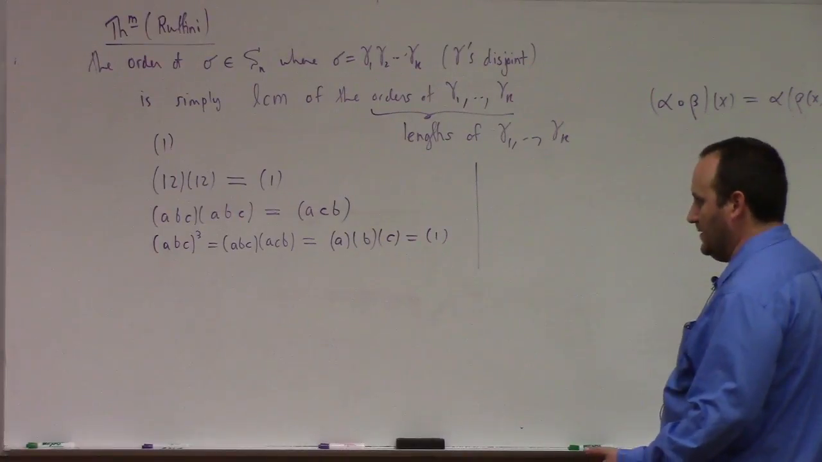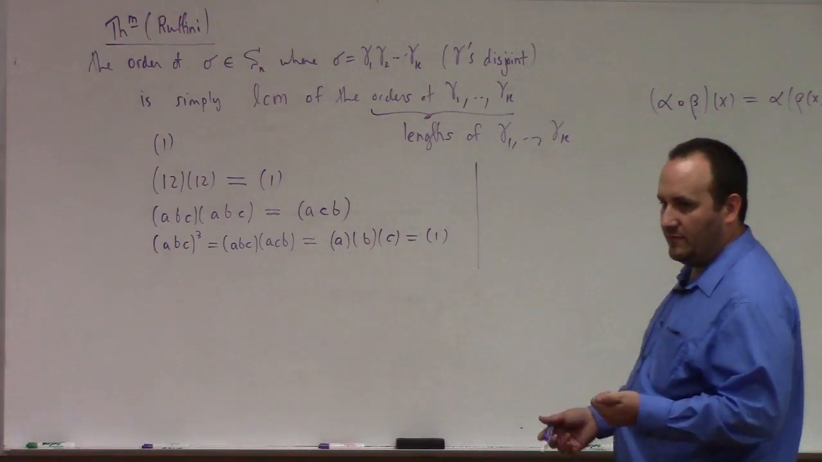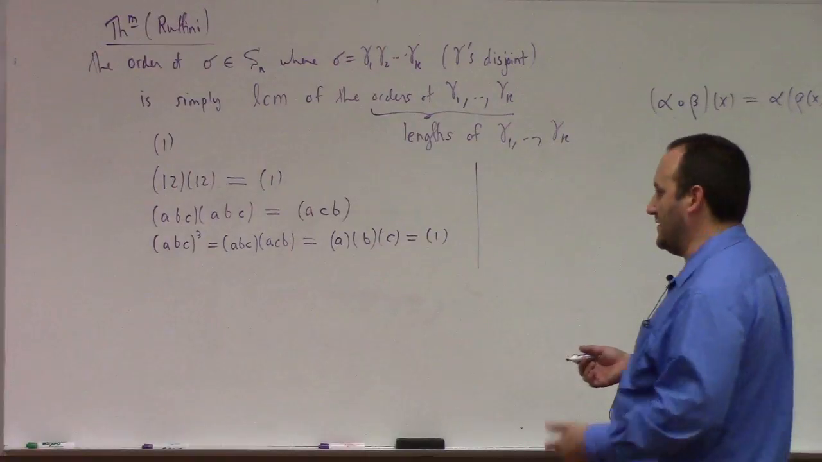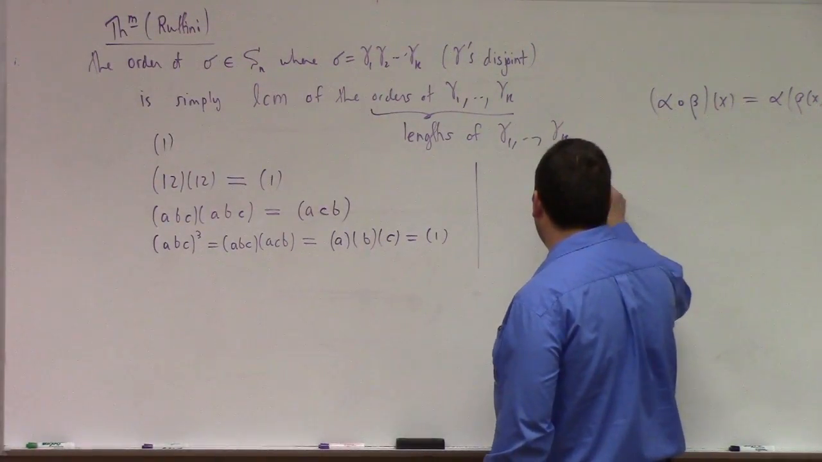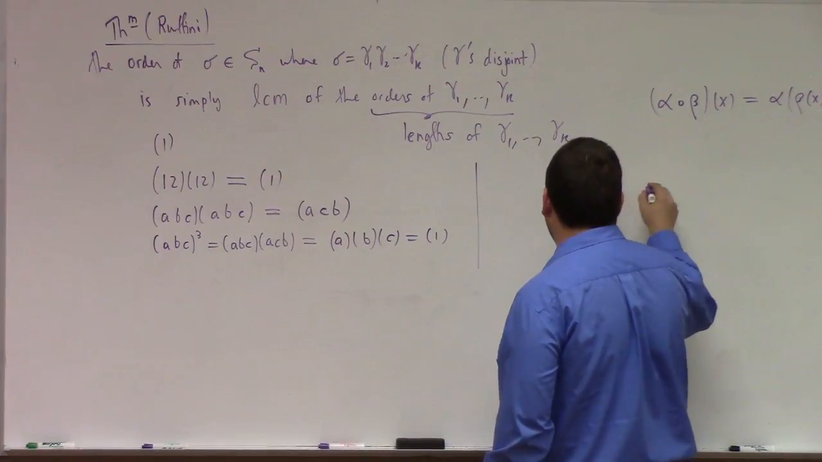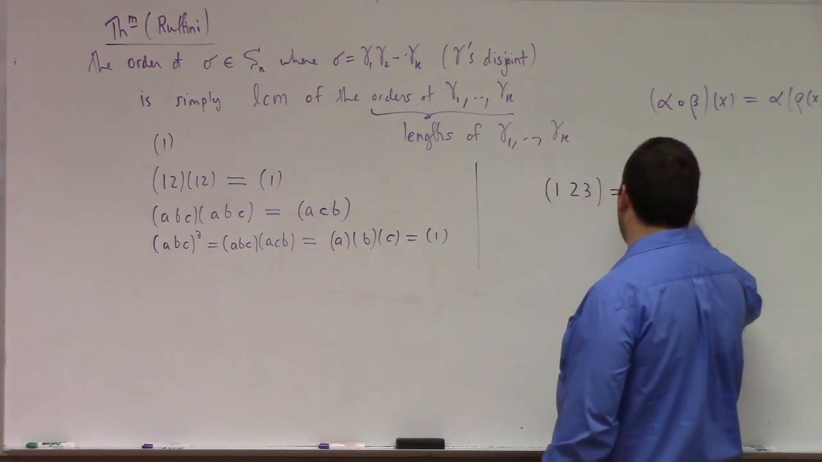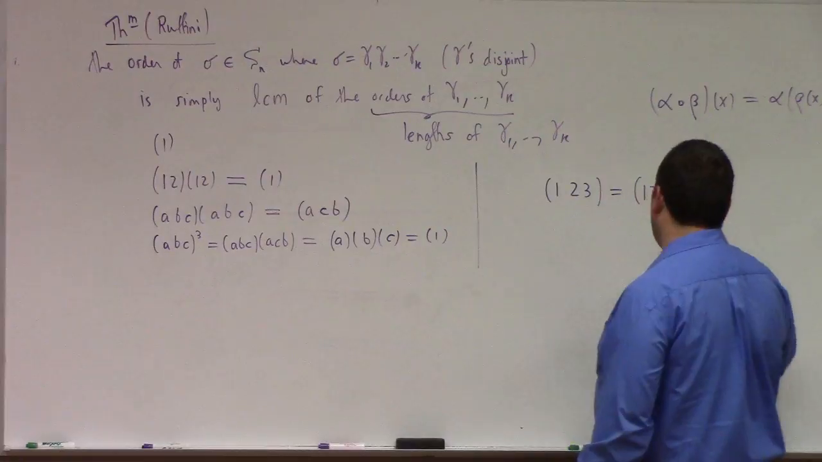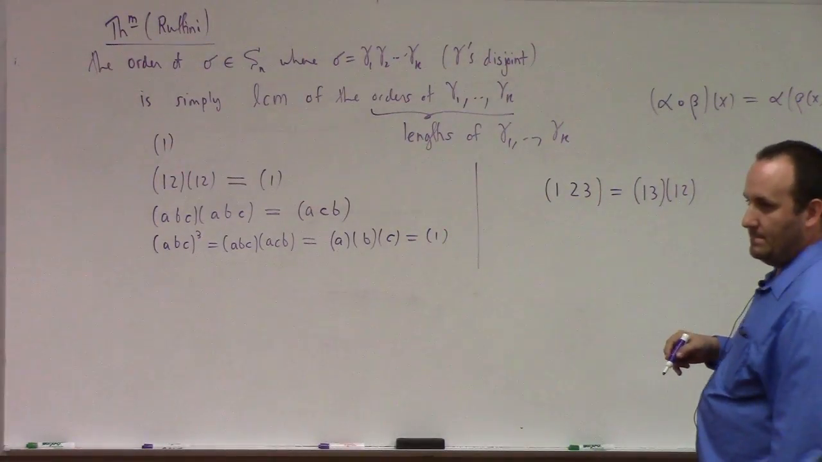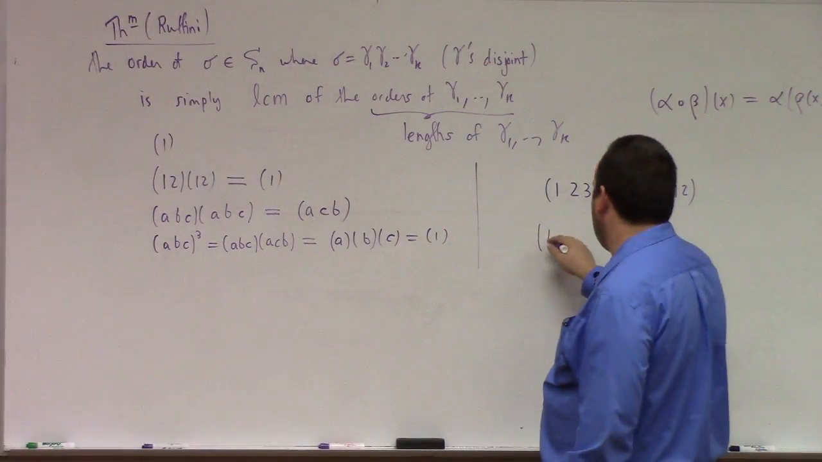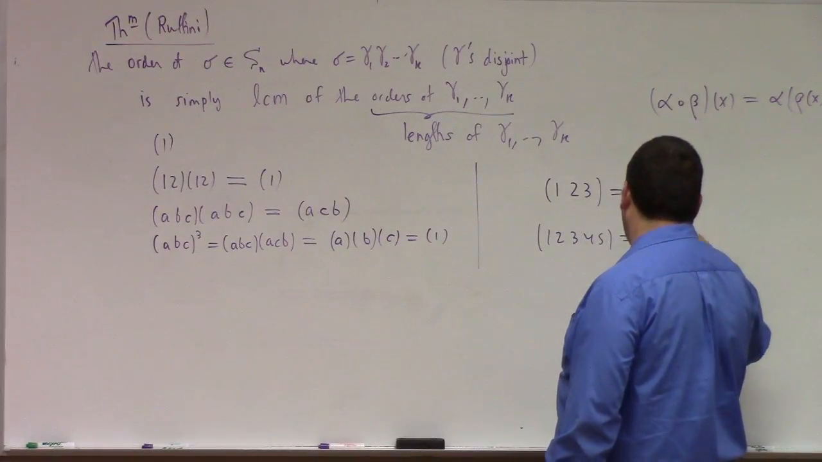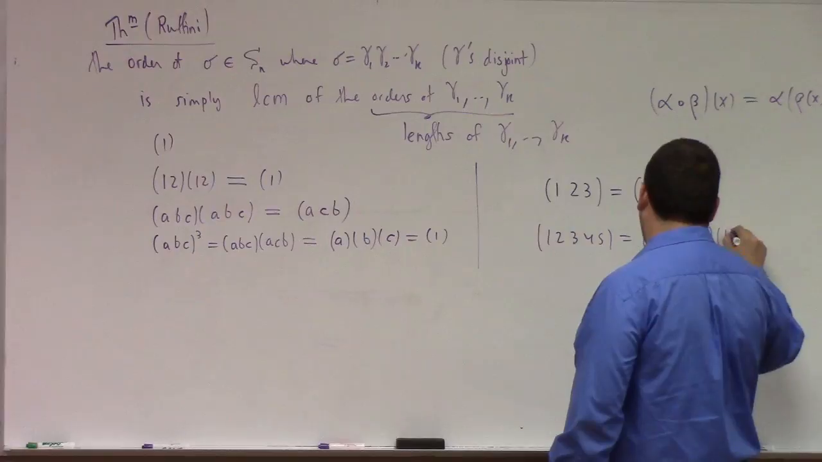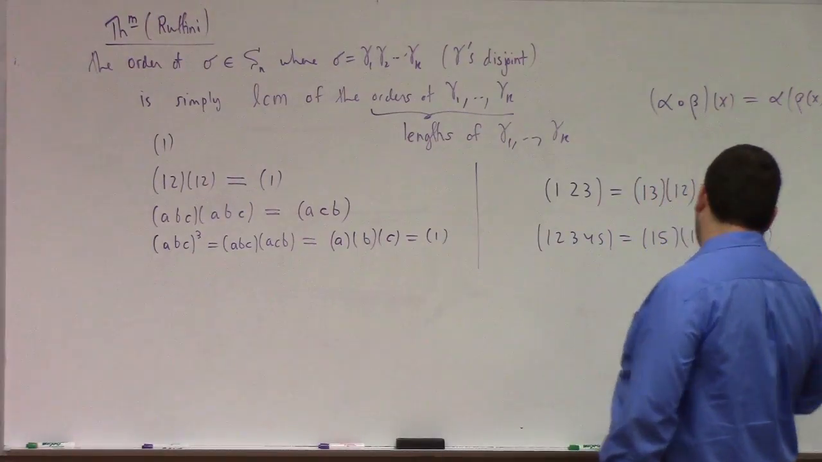Now, that's not to say that a number can't be repeated in a formula for a product of cycles, right? Because you can do stuff like, just (1 2 3) is equal to, like, the standard trick, (1 3)(1 2). Or you can write (1 2 3 4 5) as (1 5)(1 4)(1 3)(1 2).